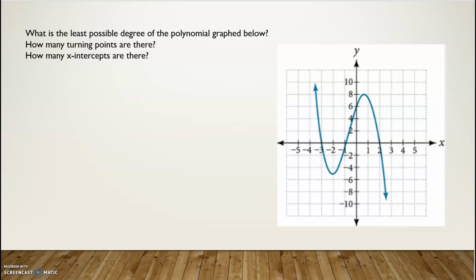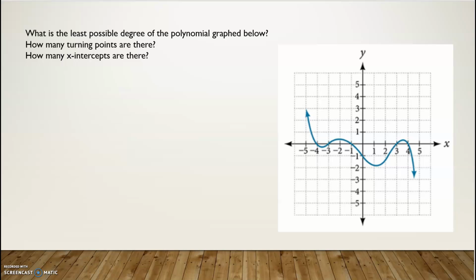Okay, so let's look at the x-intercepts. We've got 1, 2, 3, and then I have 1 turning point, 2 turning points. That means I add 1 more to the turning points. So the least possible degree for the polynomial would be 3.